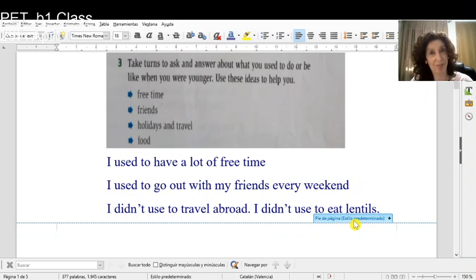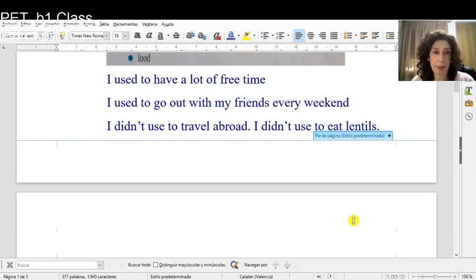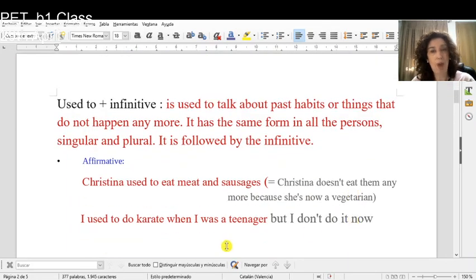Clear? Well, now, here you have the grammar explanation that I'm going to send you by mail. Then, here you have the introduction. Used to must be followed by infinitive. Used to is used to talk about past habits, muy importantes, hábitos o rutinas de pasado. Hechos, no. Rutinas, algo repetitivo.